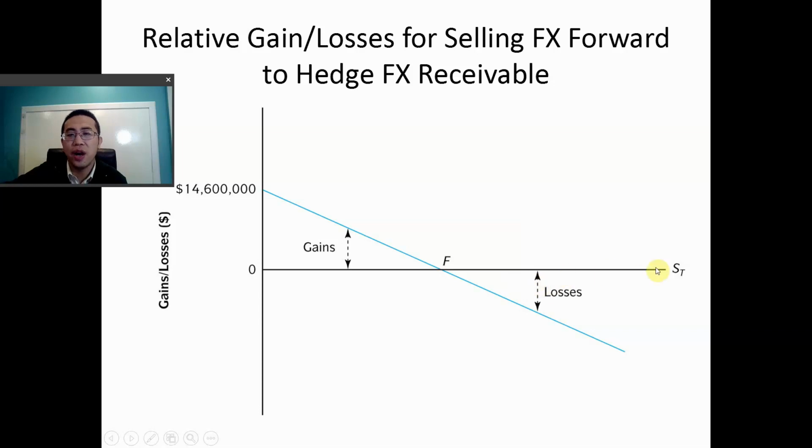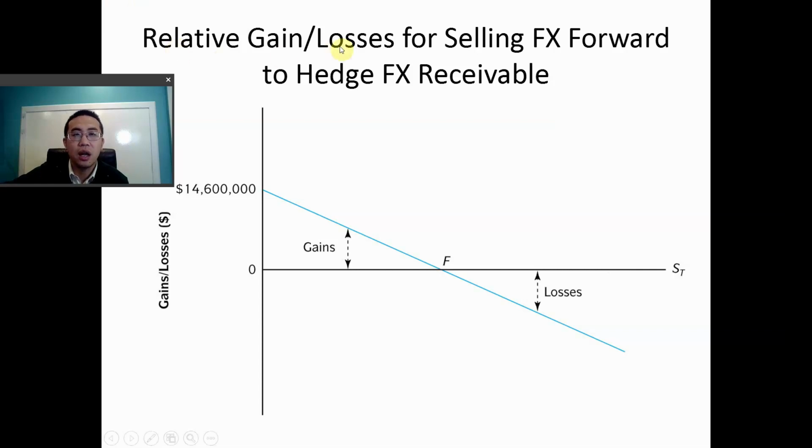And when the spot rate goes very high, that means you are better off if you don't hedge the position. You're better off if you just go with the spot rate, which is a high rate. Okay, we're talking about this zone here. The spot rate is high. Then if you hedge, you are basically worse off, because if you hedge, you only get $14.6 million. If you don't hedge, you just go with a higher spot rate. You are better off. So essentially, the forward contract makes you worse off, and this is a loss for you.